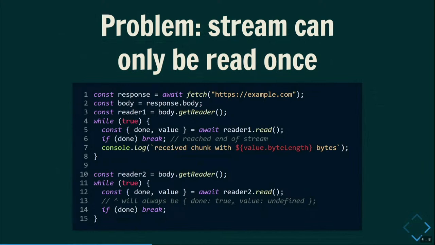So what happens here, first we read through the entire stream with our first reader, and then when that's done, we try to use the next reader to read through the stream again. But the stream has already reached its end at that point. We've already gone through the if-done break, so the next reader will just do if-done break again. And there's nothing useful coming out of reader 2.